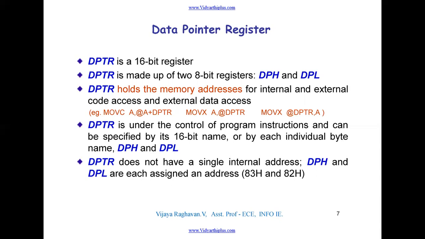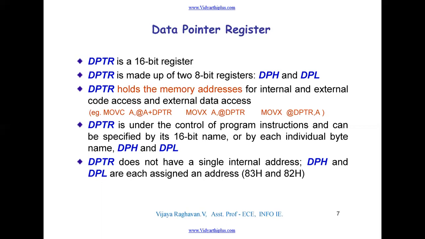Some examples of the data pointer register are: MOVC A, @A+DPTR. The second example, MOVX A, @DPTR. The third example, MOVX @DPTR, A. The DPTR is under the control of program instruction and can be specified by its 16-bit name or by each individual byte name, DPH and DPL.